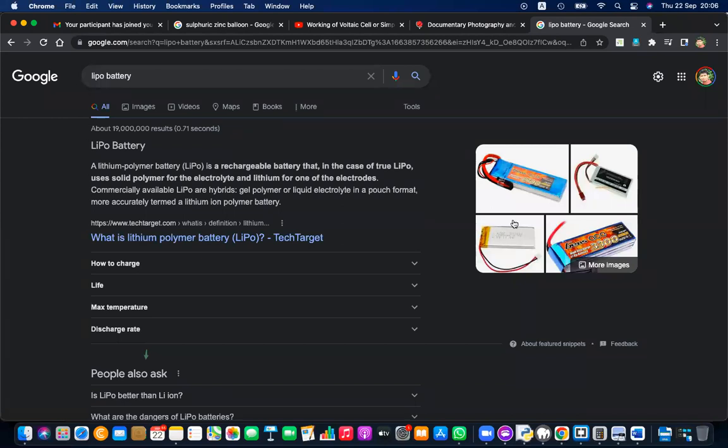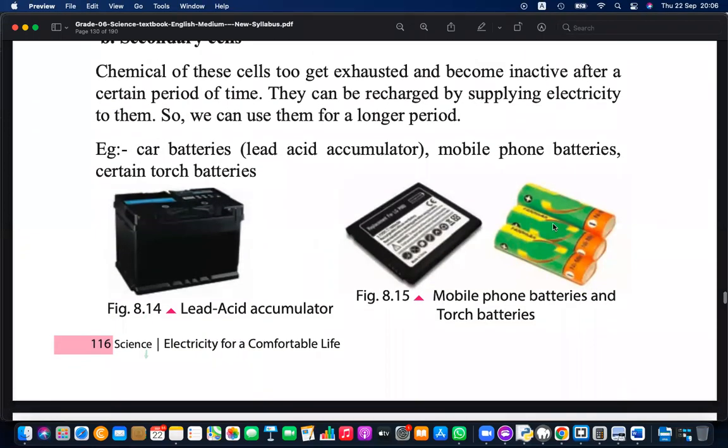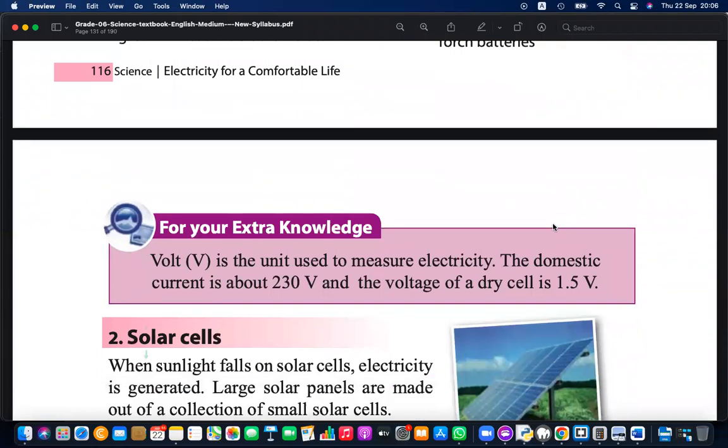This Lipo battery is used mainly in drones and some electric vehicles. It is heavily used in drones. So these batteries are rechargeable, and rechargeable means you can reinstate the charge. So you can see the examples. That is the difference between the primary and the secondary cell.